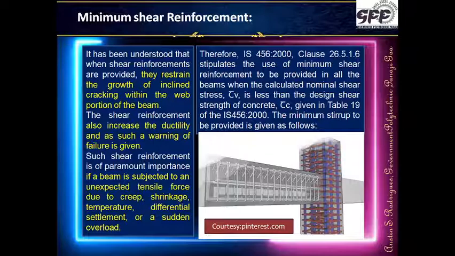and providing the shear reinforcement is of very high importance, because if a beam is subjected to unexpected tensile force due to creep, shrinkage, temperature or differential settlement or sudden overload, and if there is no shear reinforcement, then it could be a disaster. So that's the reason why the IS code says minimum amount of shear reinforcement, even if tau v, the external acting load divided by BD, the nominal shear stress, is less than the value of tau c, its own capability. Even if it is less than the capability of the beam, the code says provide minimum shear reinforcement.